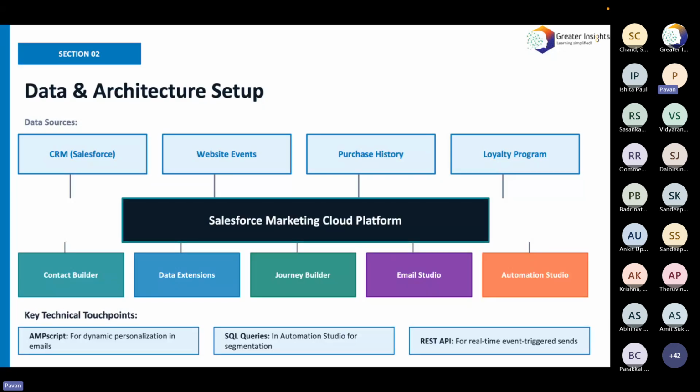Now you see the first layer, all this data will flow into Salesforce Marketing Cloud. Immediately there would be a question in your mind saying, Pavan, how will the data flow? Right?